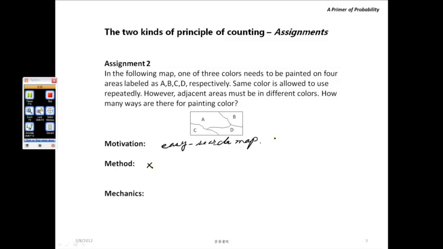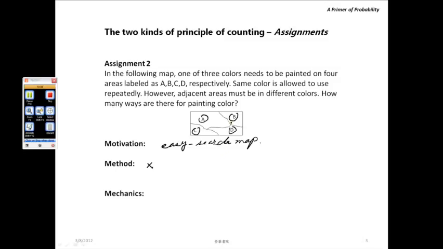Well, the bad news and the good news. The bad news is that we have 4 areas, A, B, C, D, but with only 3 colors. The good news is the same color can be used repeatedly. So look at this map.